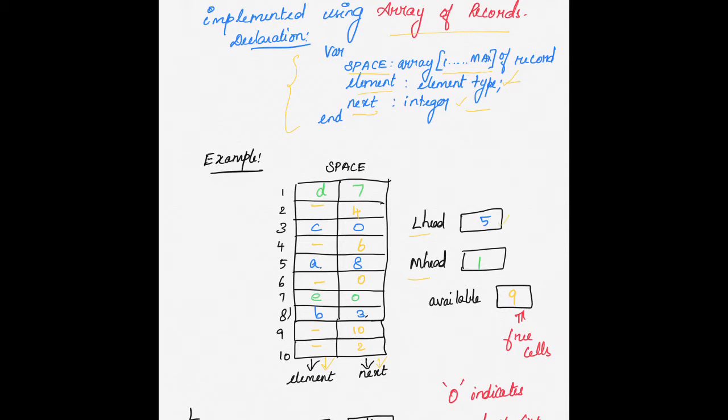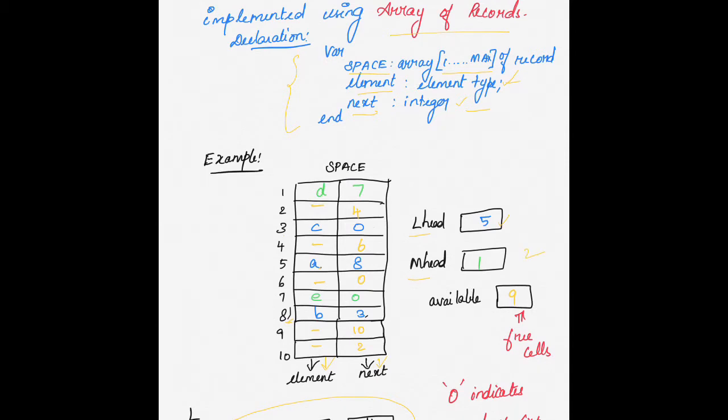Here it is 5. If you go to 5, you have the first element A, and its successor will be at the 8th index. So in the array you go to the 8th index, where you have the second element B, and its successor is at the 3rd index, so you go to 3 and it contains the element C. Whenever you have a 0 in the next position, it tells that it is the end of the list. So L, as in your linked list, is represented this way. Similarly for M head, it starts from 1, where you have D and the next is stored at 7, then E and 0, which is the end of the list. So M contains only 2 elements.